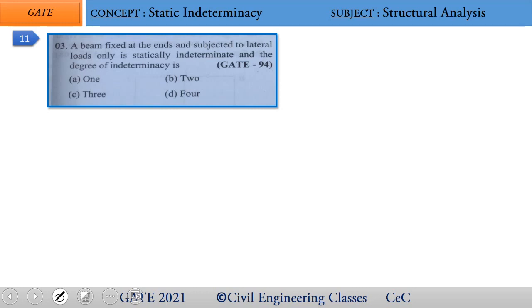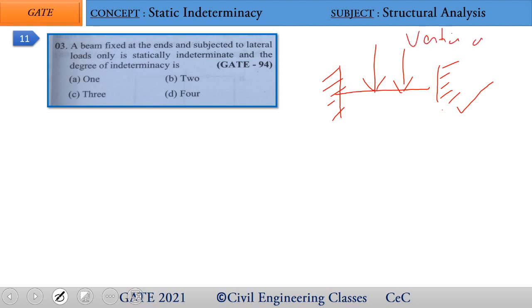And here I have one more problem. A beam which is fixed at the ends and subjected to lateral load. See, here a beam fixed at the 2 ends and subjected to lateral loading, nothing but vertical loading. Only vertical loads, statically indeterminate, and the degree of static indeterminacy is? They are asking what is the static indeterminacy of a beam which is fixed at both ends subjected to vertical loading only.